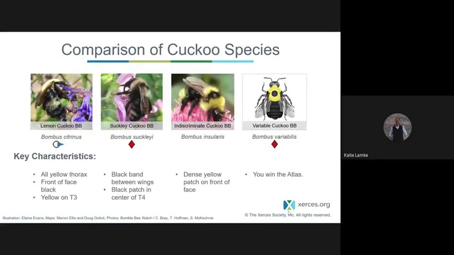So when looking at these four species side by side, if you find one that has an all yellow thorax and black hairs on the front of the face with yellow on T3, you've probably got citrinus. For Suckley, if you find a bee that has a black band between the wings with a black patch in the center of T4. And for insularis, that dense yellow patch on the front of the face near the antennae. And if you do happen to find variabilis, we've decided that you just win the atlas overall.